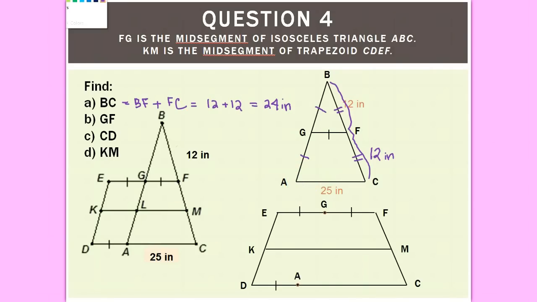So let me change colors and color coordinate this. That means that GF is equal to half of AC. We know that AC is 25 inches, so we want to take half of 25, and that's going to be our length of GF. So half of 25 is 12.5 inches. So we could label GF 12.5. Go back up and grab purple, and label BC is 24.